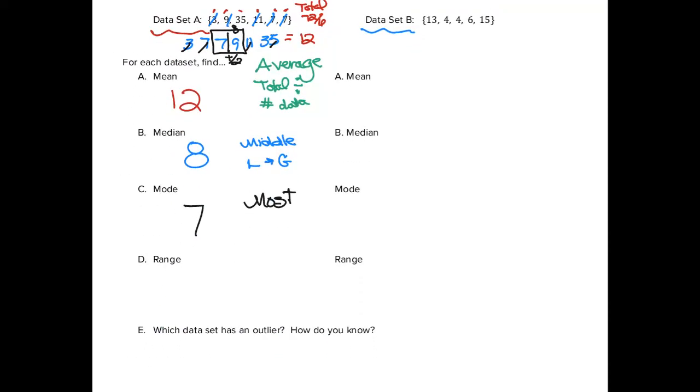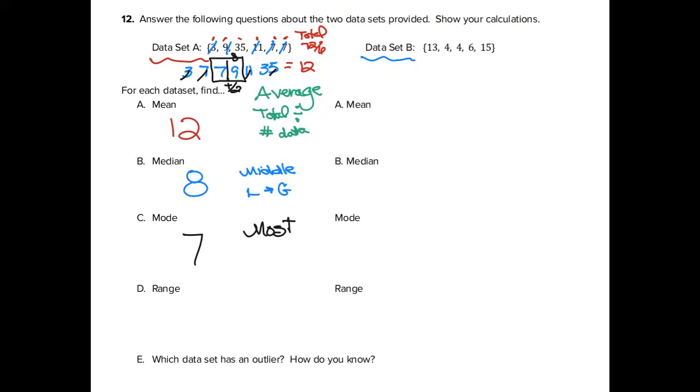Now, does every list of data set have a mode? No, not everyone does. Sometimes they might have 2 modes. So it all just depends on each data set. That is correct.